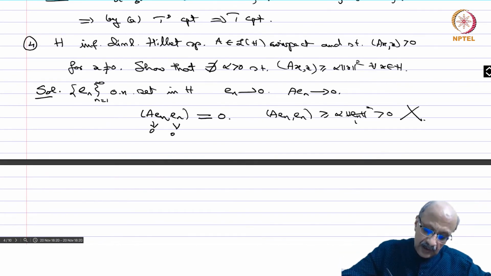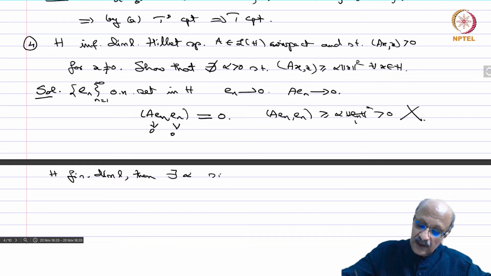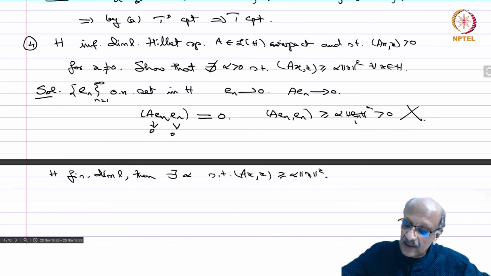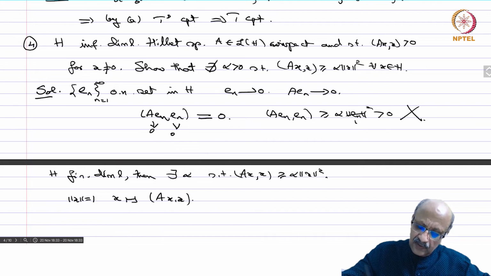Now if H were finite dimensional, then of course there exists an alpha such that ⟨Ax, x⟩ is greater or equal to alpha times norm x squared. So a positive definite operator, a positive definite matrix, always has this property, because ⟨Ax, x⟩ on norm x equal to 1, x going to ⟨Ax, x⟩ is continuous, and the unit sphere norm x equal to 1 is compact, and therefore it attains its minimum.